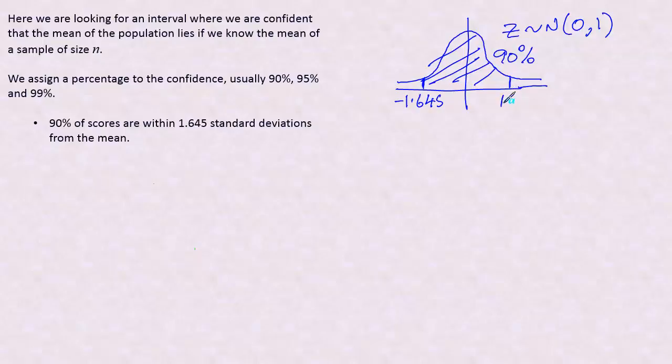here and 1.645 here. So in other words, plus or minus 1.645 standard deviations, since the standard deviation is 1. And we can use this for other distributions by doing 1.645 multiplied by whatever their standard deviation is.